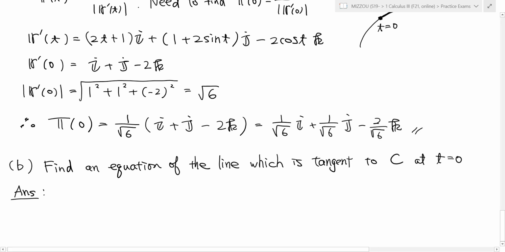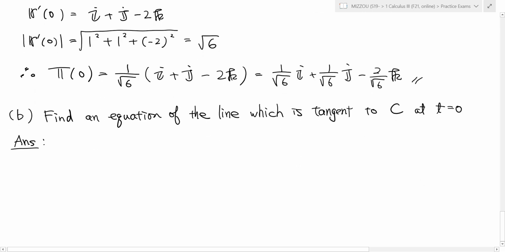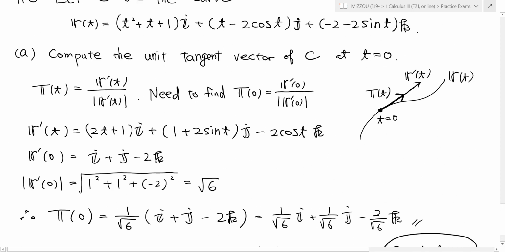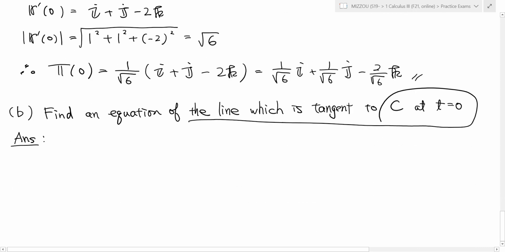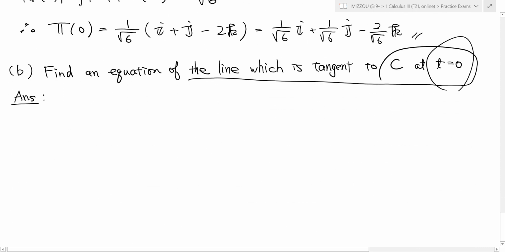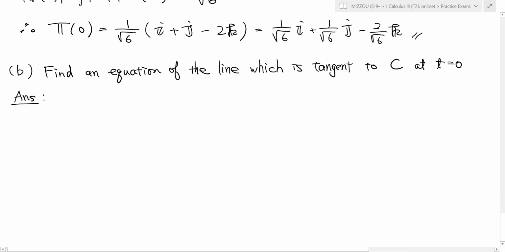All right, and now part B: find an equation of the line which is tangent to C, the curve we are working on, at t equals 0. First of all, this is a question to find an equation of the line, and it just says an equation, so you may write your answer either in parametric form or symmetric form, it doesn't matter. But either way, to find an equation of a line, what you have to find is two pieces of data: the direction vector and one point the line goes through.